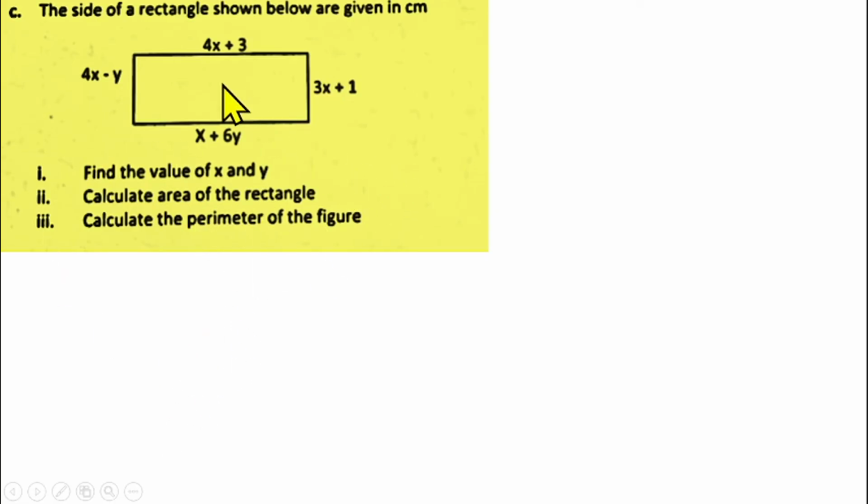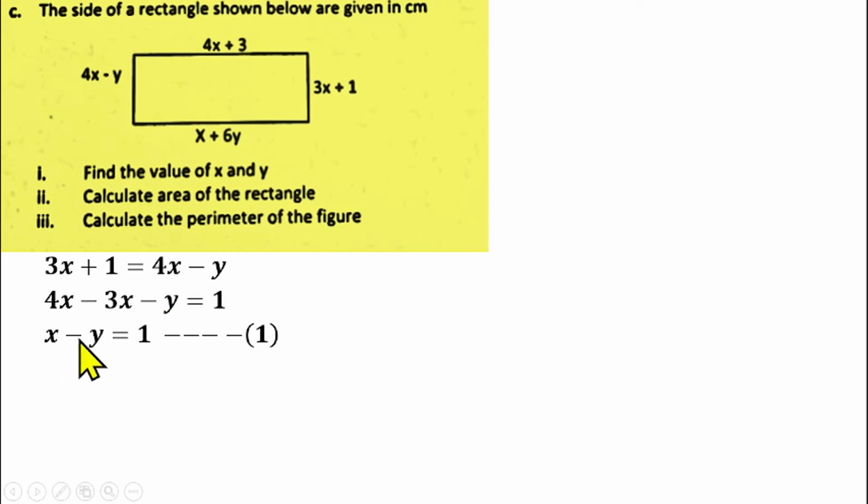Then how do we do that? Since they said this is a rectangle, you know that one of the properties of a rectangle is that the opposite sides are equal. So that means this side is equal to this side. This side also is equal to this side. So we'll be having 3x plus 1 equal to 4x minus y. From there we can collect like terms. So we have 4x minus 3x minus y equals 1. Simplifying that will give us x minus y equals 1. You can call that equation 1.